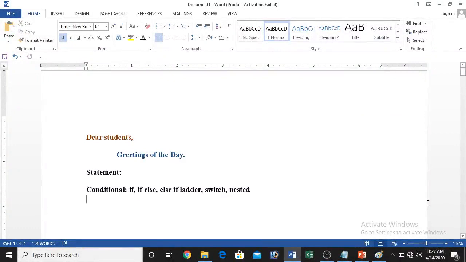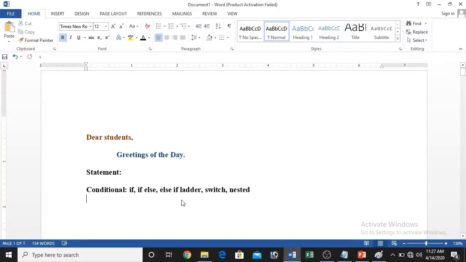Previously, in the online classes, you have studied the different types of statements. A statement is nothing but an instruction given to your computer. There are multiple types of statements. We have come across sequential statements, conditional statements, and looping statements. Now we are focusing more on the conditional statement in today's session.